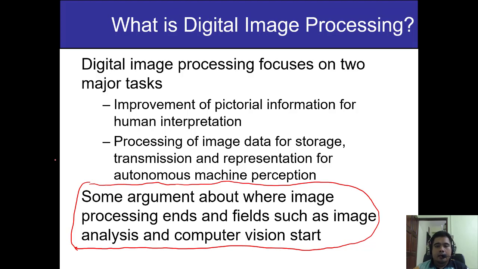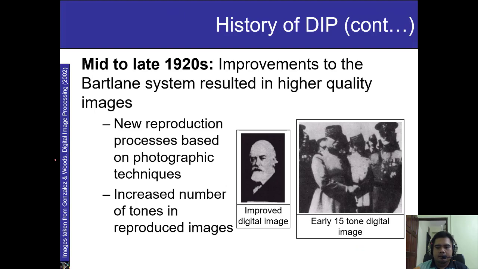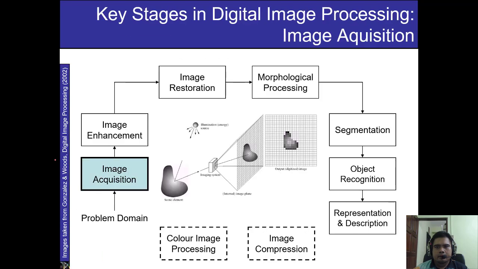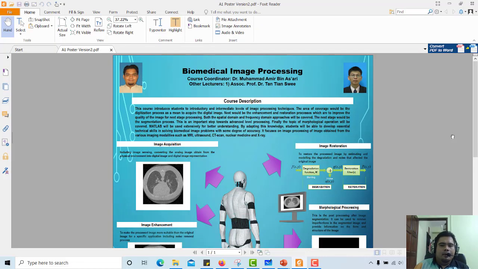Before that, let's go back through what image processing covers. This can be seen in our last slide. Let's go to the last slide, which is this one. These are the several main approaches, main components, or main techniques that are covered in image processing. But to know more about the things that will be covered in image processing, let's refer to this poster.